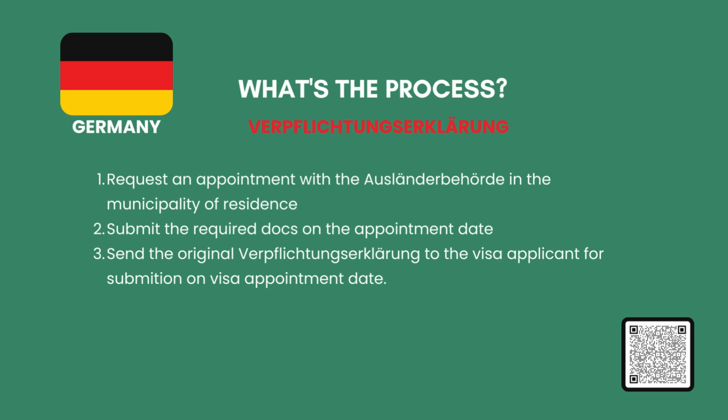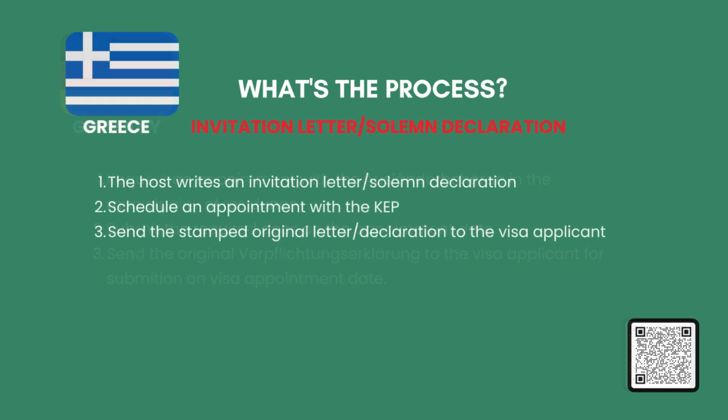For Greece, they have an invitation or solemn declaration. The host writes an invitation letter or a solemn declaration, and then must have his signature authenticated at the KEP, which is the Social Administrative Department. You can search for that one. Then make sure to send the original copy of the letter or the solemn declaration to the visa applicant.